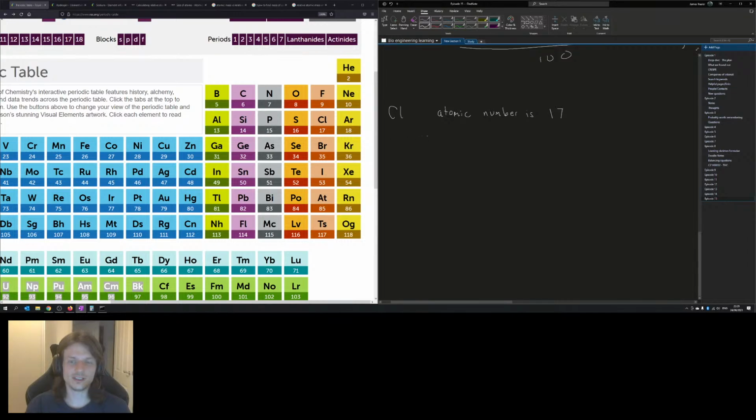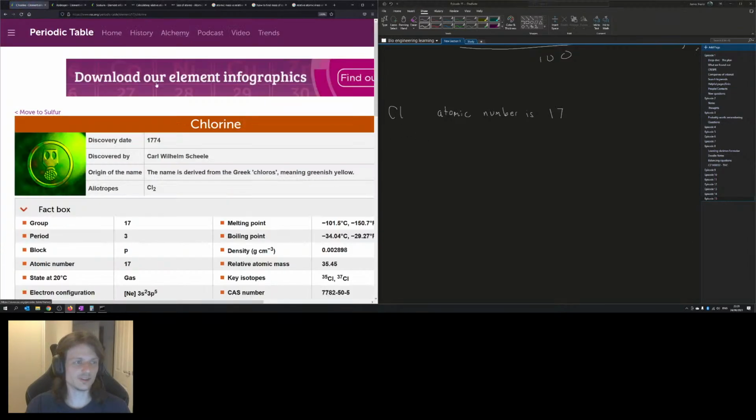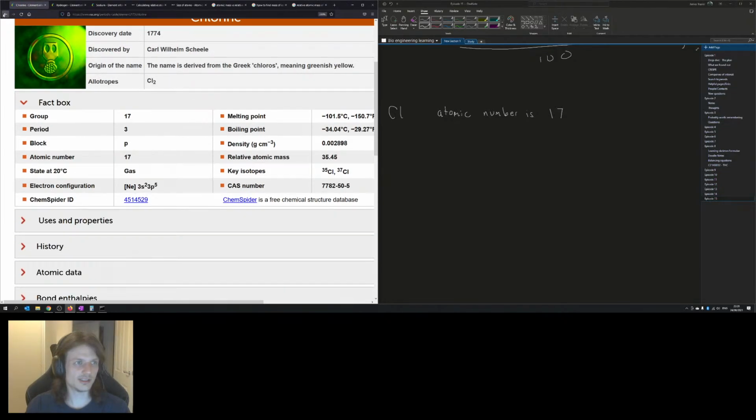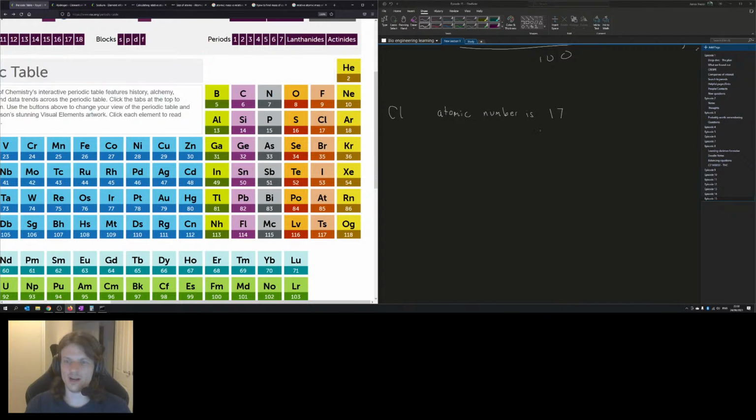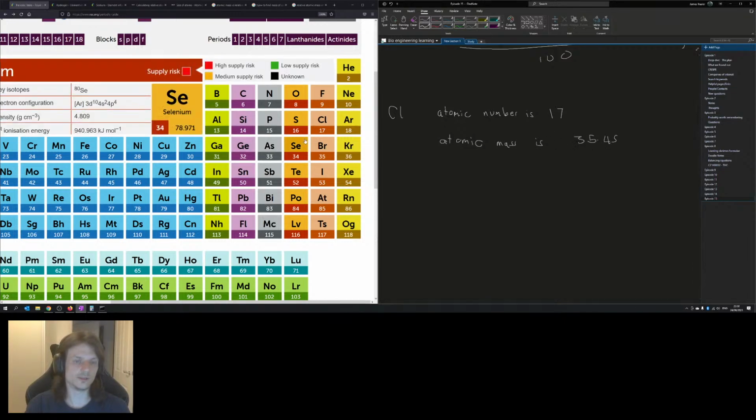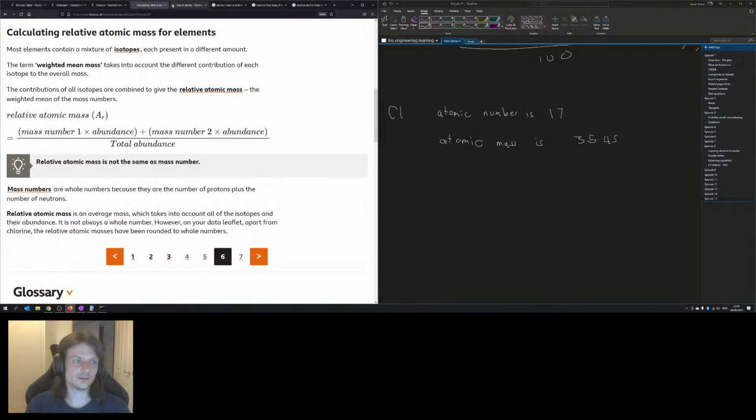We have, let's go into here. It's 35.45, so its atomic mass is 35.45. Okay, that's interesting.